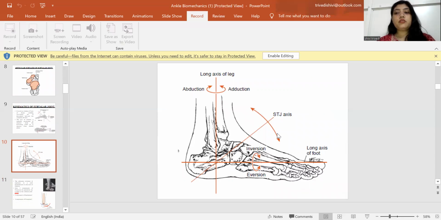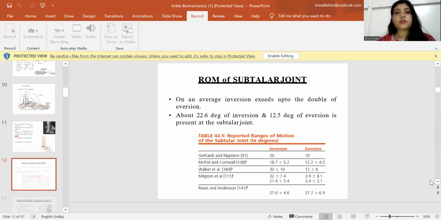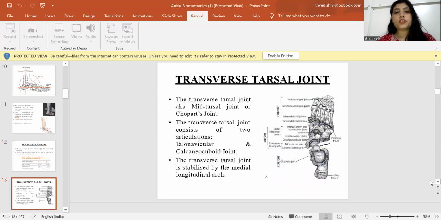This is the structure. The calcaneus pronates and supinates in a path perpendicular to the axis of rotation. Only two components of pronation and supination are evident at the subtalar joint. Range of motion of the subtalar joint: on average, inversion extends to double that of eversion. About 22.6 degrees of inversion and 12.5 degrees of eversion is present at the subtalar joint.